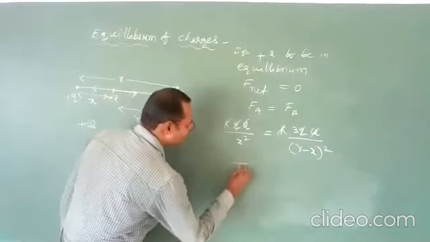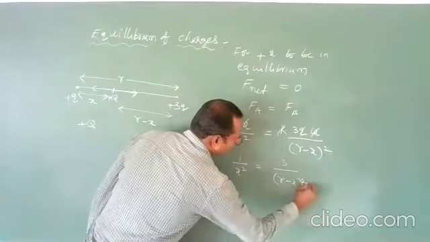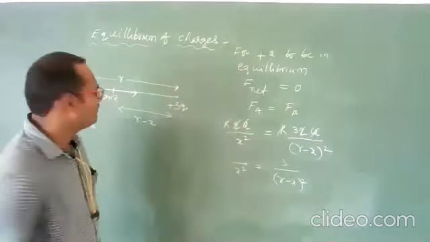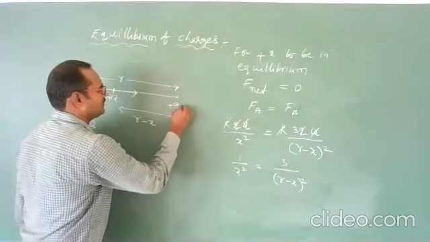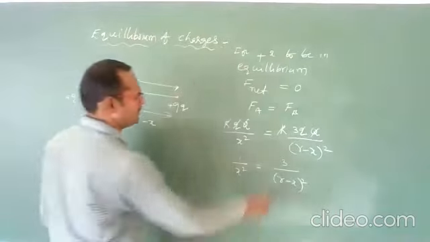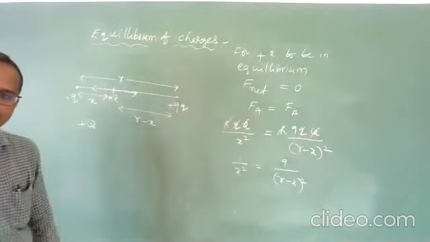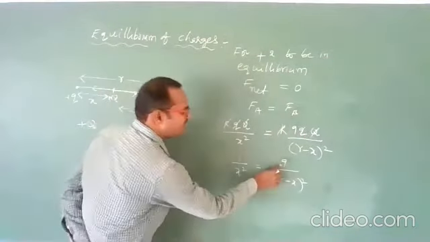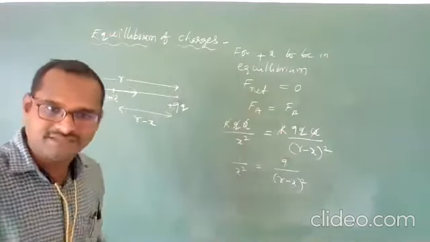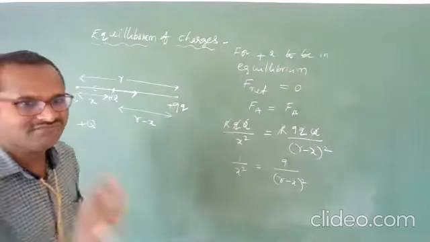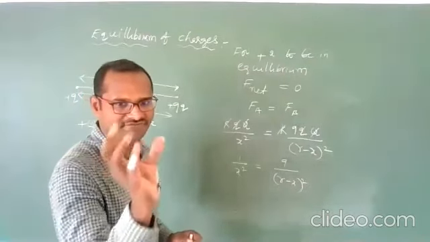You will get 1 by x square is equal to 3 divided by r minus x whole square. So you will get the answer in roots. Better you take this one as 9q, so you will get an exact answer. This 9 can be written as 3 square. If you take 3, you will get 1 plus root 3, which is difficult, not an exact answer, you will not get a perfect answer.